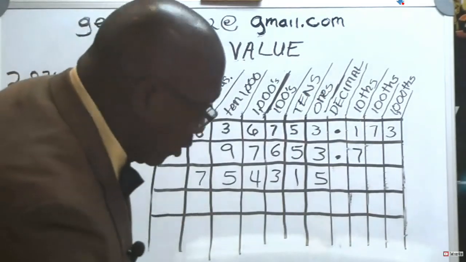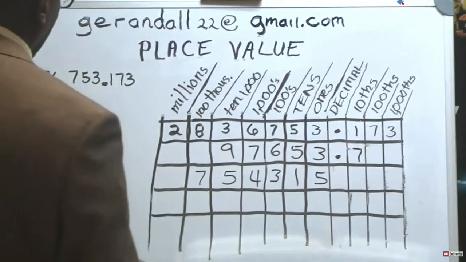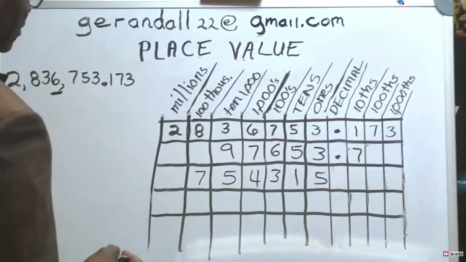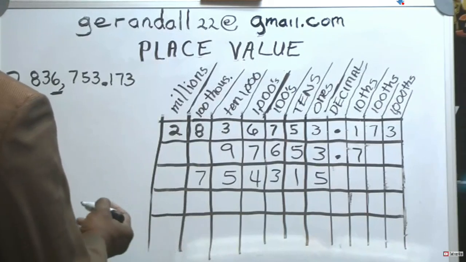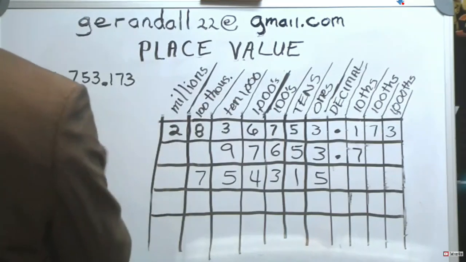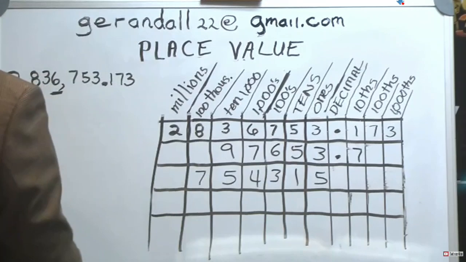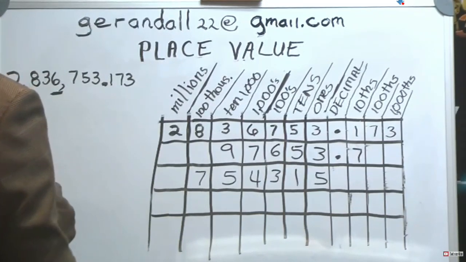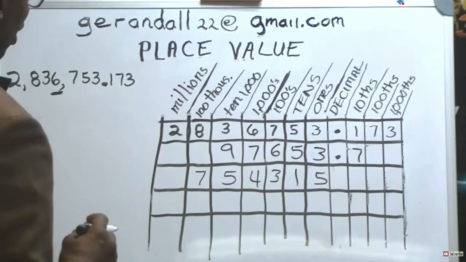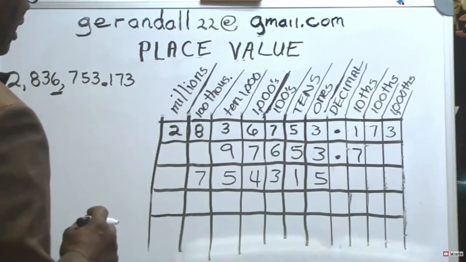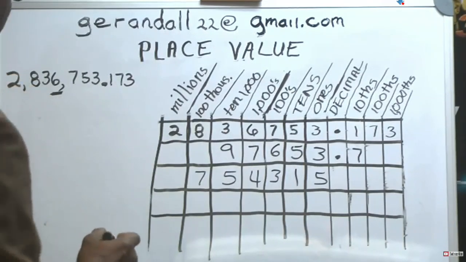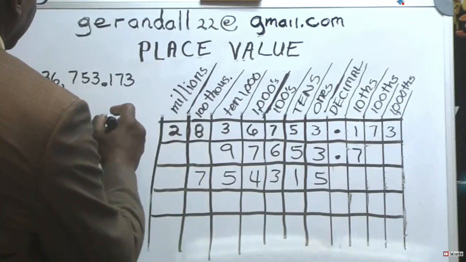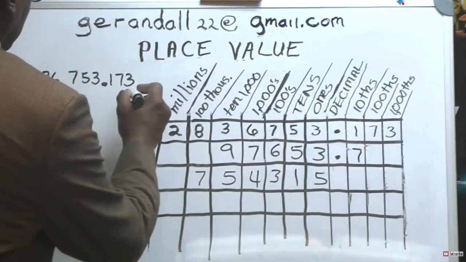Now, you heard me mention expanded form. There are going to be opportunities where you may have an assignment where, again, you have this 2,836,753 and 173 thousandths. And your teacher asks you to just convey this digit here.